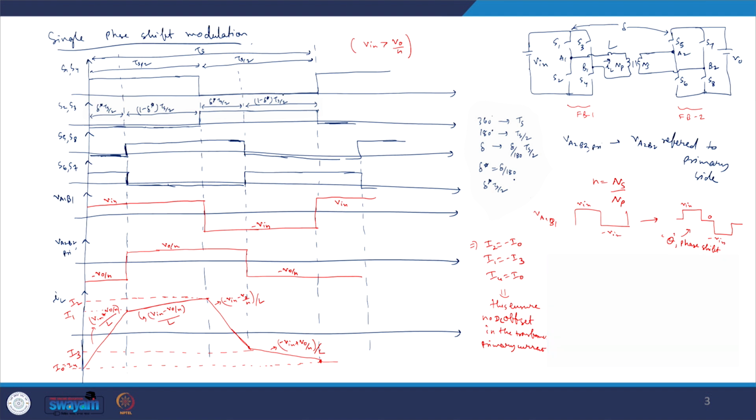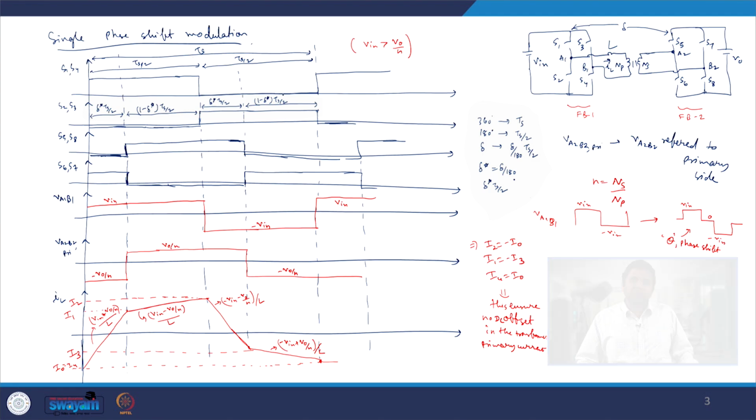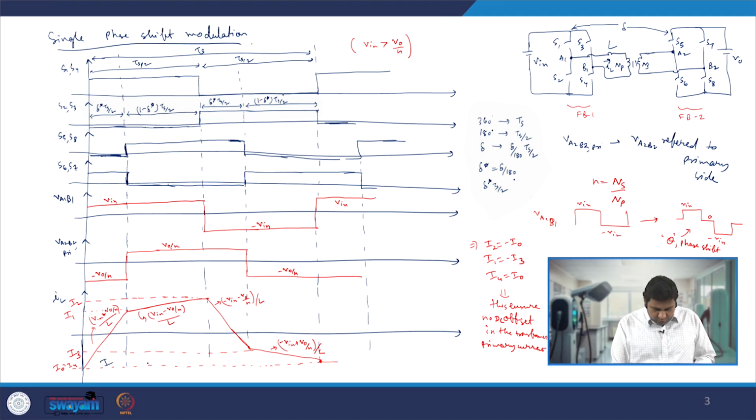Now let us try to find out how we can design this L value, and what the maximum power is which can be transferred between Vin and Vo. Let us try to find out that particular relationship. So in this, if we look, let us define that this has four modes: mode 1, mode 2, mode 3, mode 4.